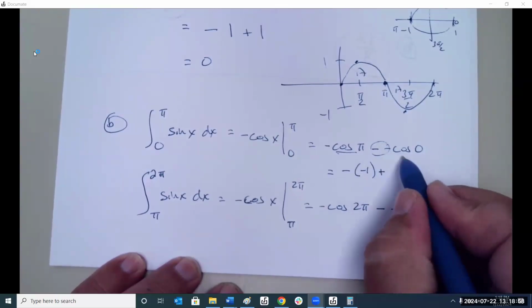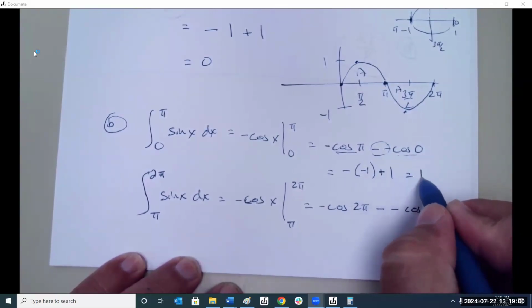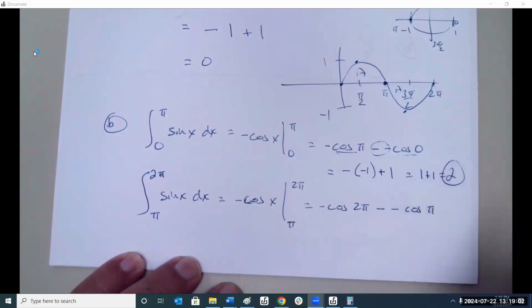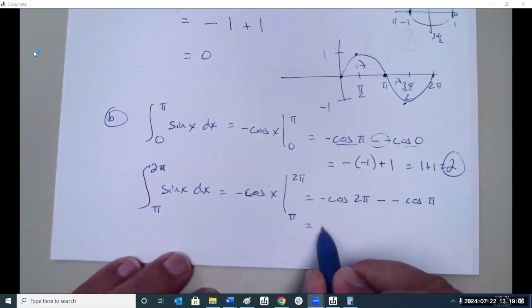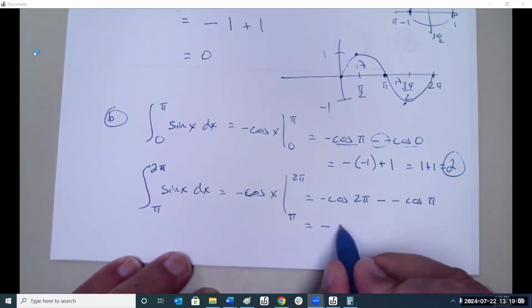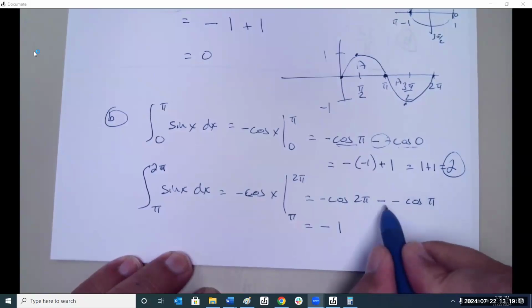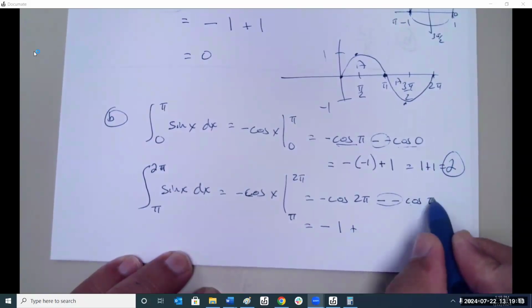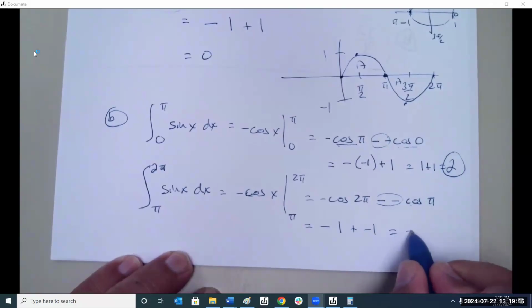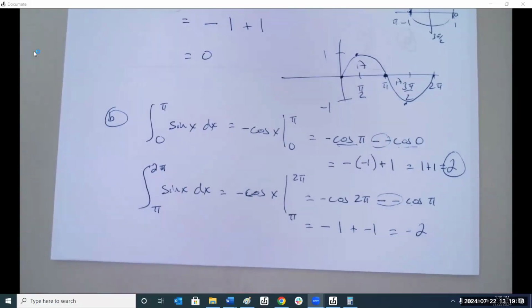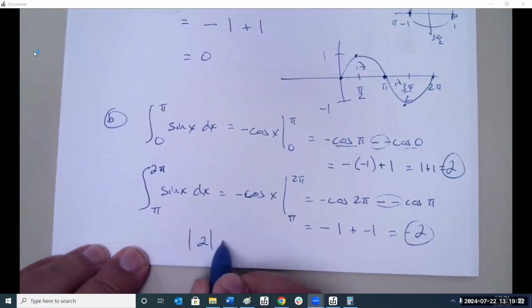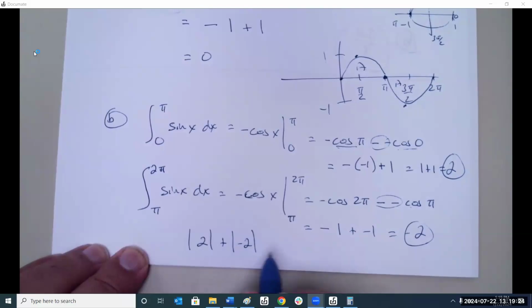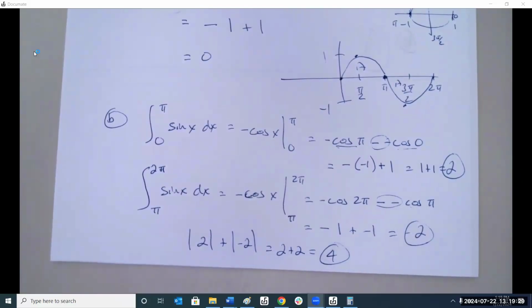Negative and negative makes it a positive. Cosine of 0 is 1. So it's 1 plus 1 equals 2. Cosine of 2 pi is 1. That becomes a positive. Cosine at pi is negative 1. So it equals negative 2. Take the absolute values and add them together. We get 4, and that's our answer.